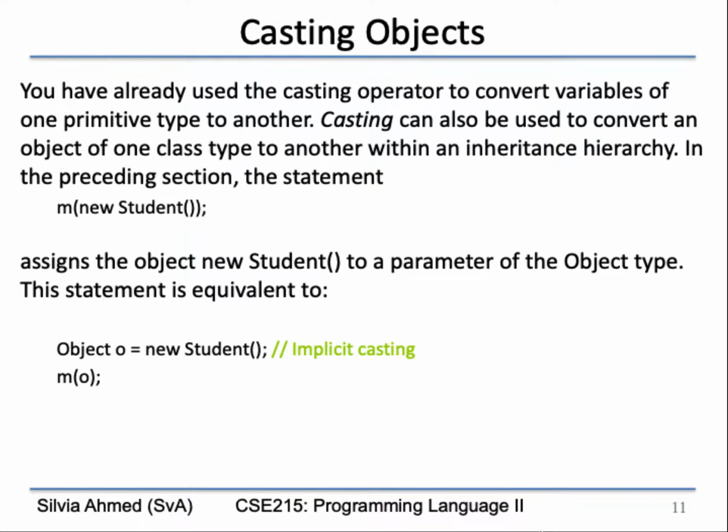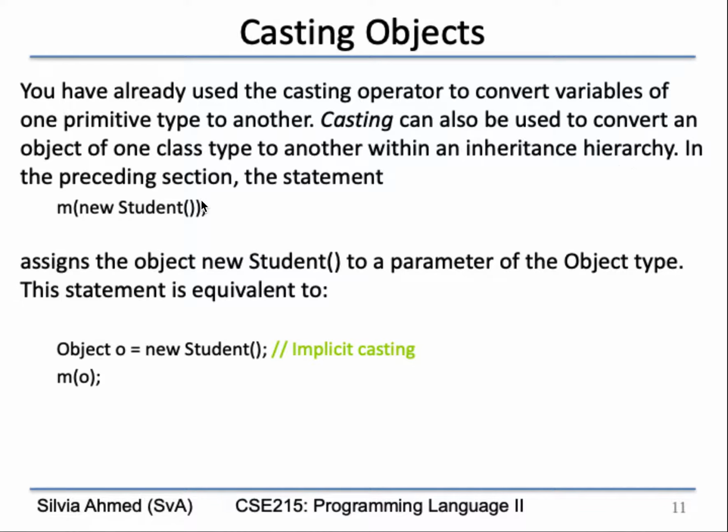Casting objects. So we have already used typecasting in the case of primitive types. Casting means when one type of object or variable behaves like another type of variable. That is known as casting. Casting can also be used to convert an object of one class type to another, but this casting needs to be within the same inheritance hierarchy.